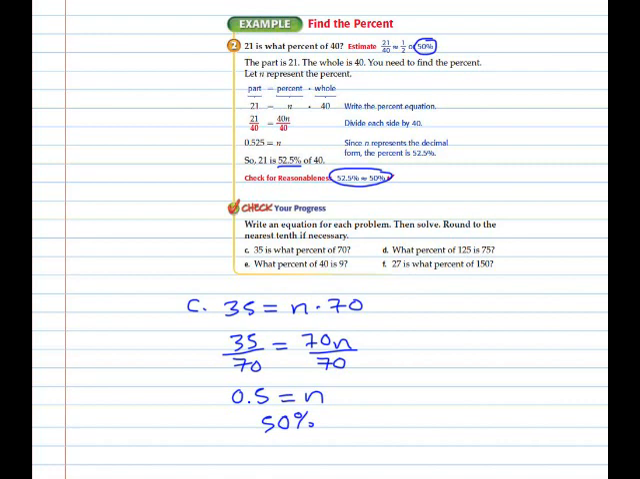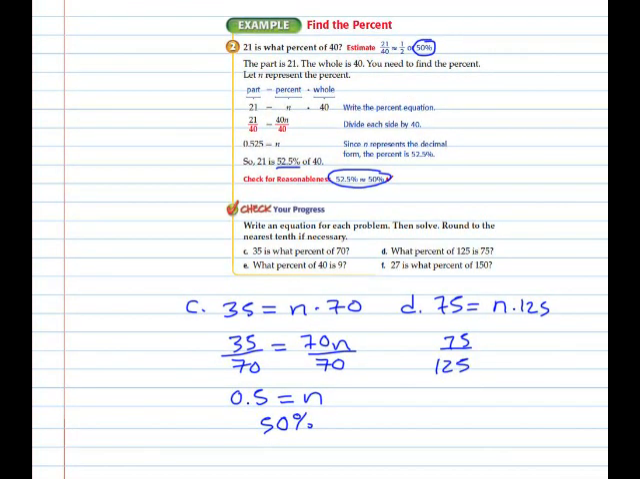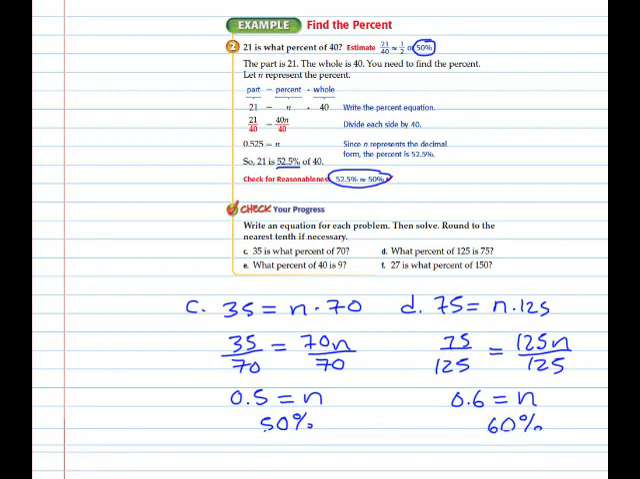This is example C. Example D, we know the part, 75. We don't know the percent, so we have n times 125. We're going to divide both sides of our equation by 125 in this case, so we can get the variable by itself. So we get 0.6 as a decimal equals n. 0.6 as a percent is 60%. So 75 is 60% of 125.